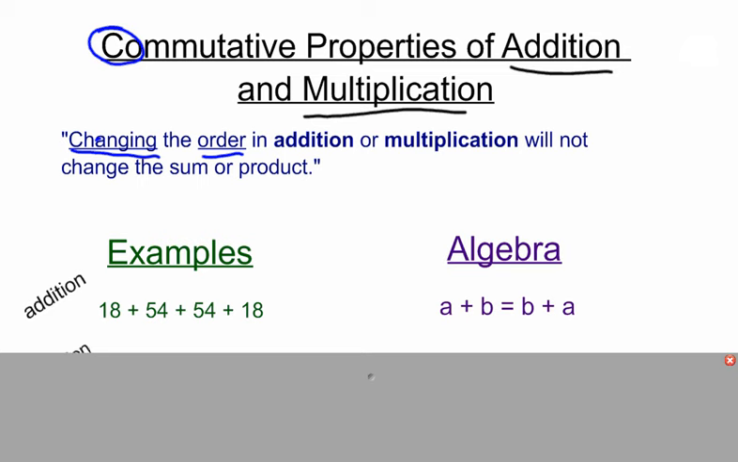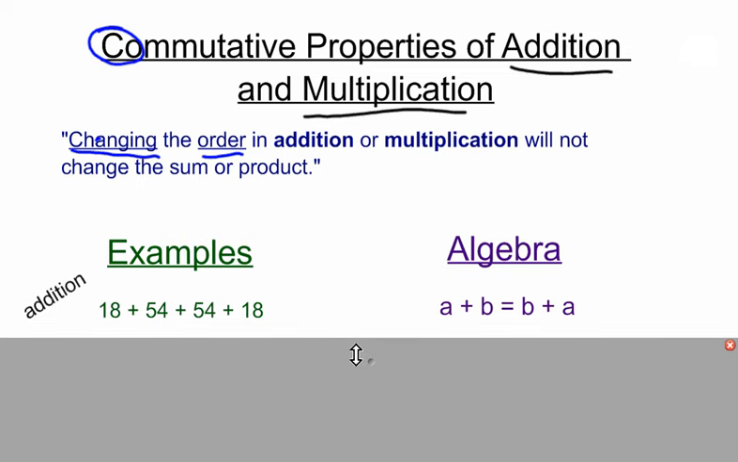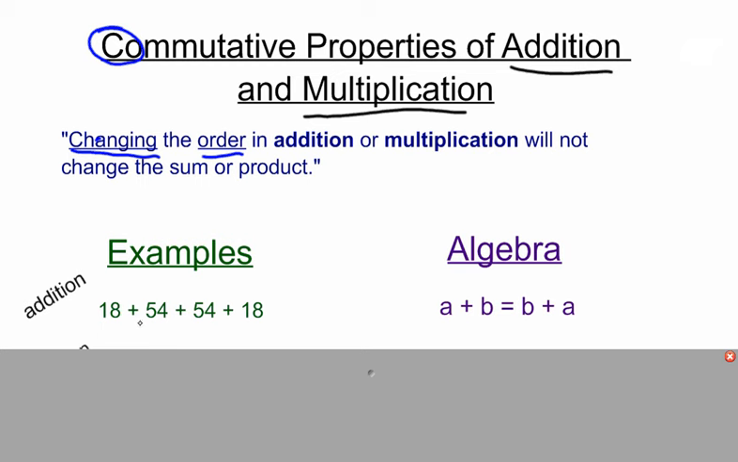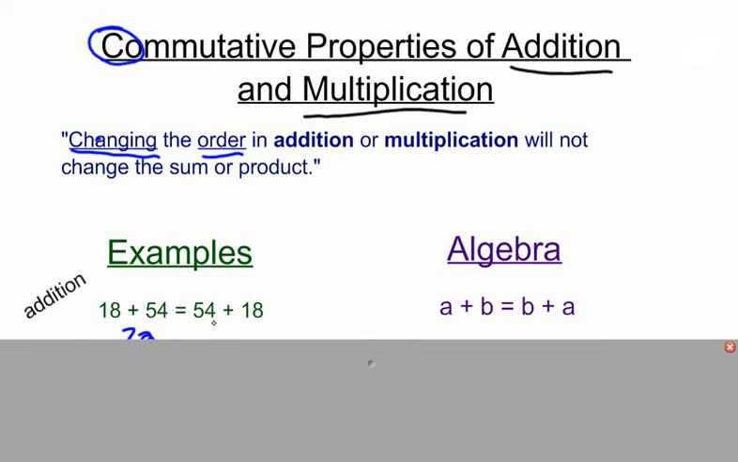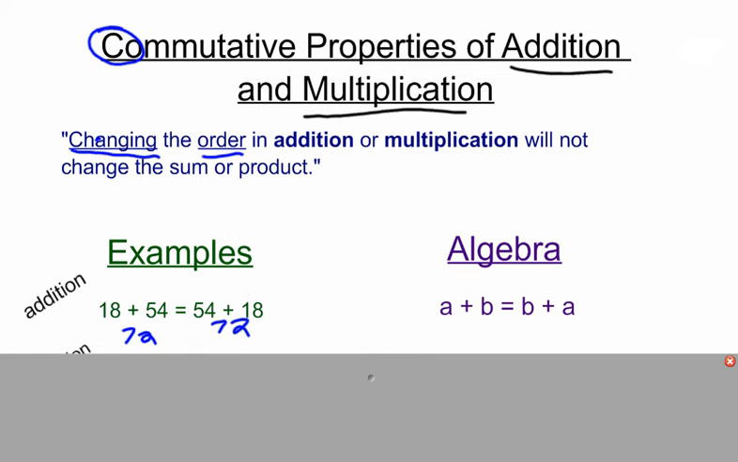So for addition, here's a basic example. 18 plus 54. I'm going to try to do it in my head. It's going to be about 72. And this is supposed to be an equal sign. I already found a mistake, so you can't claim this one. That is equal to 54 plus 18, because that is also 72. So it doesn't matter the order, you can switch it around for addition, it'll still work.